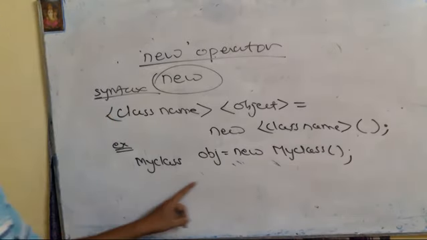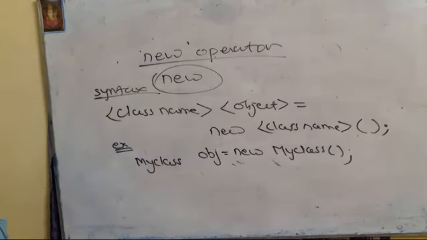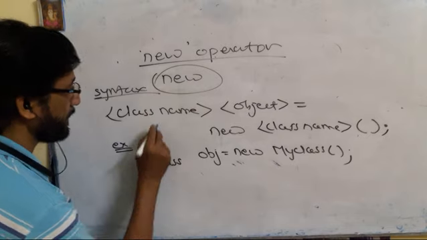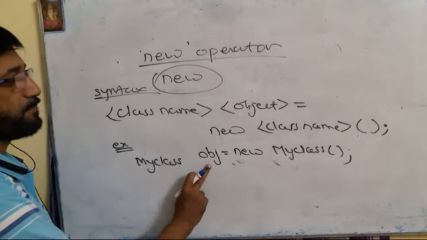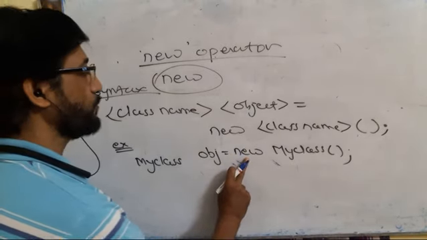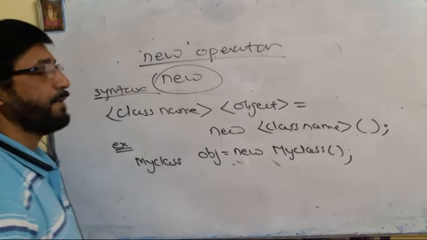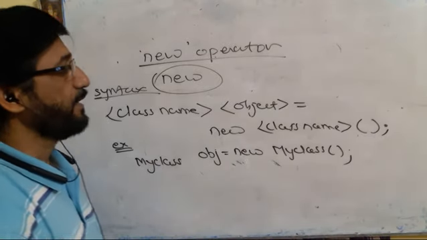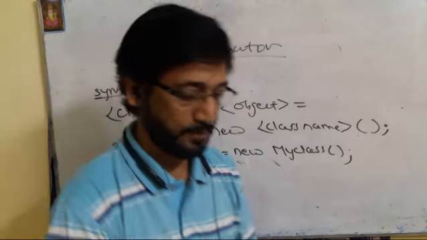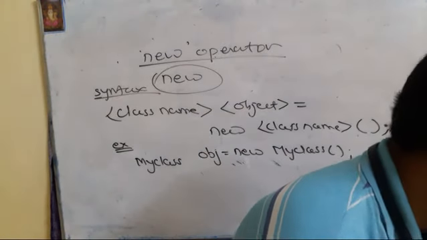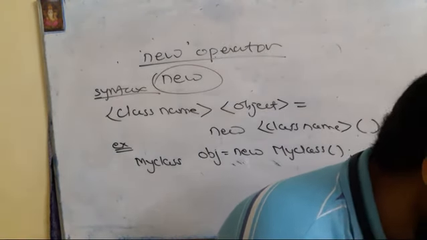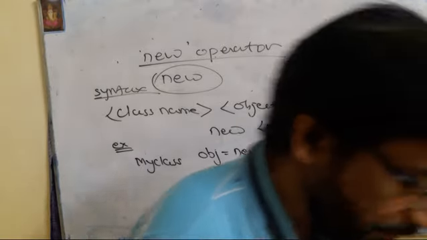So in this way you can create the object. MyClass is the name of the class, object is the name of the object, and new is the operator used to create the object. MyClass here is the class name, or you can say the name of the constructor, which we are going to discuss afterwards. Next, now we'll discuss the system.